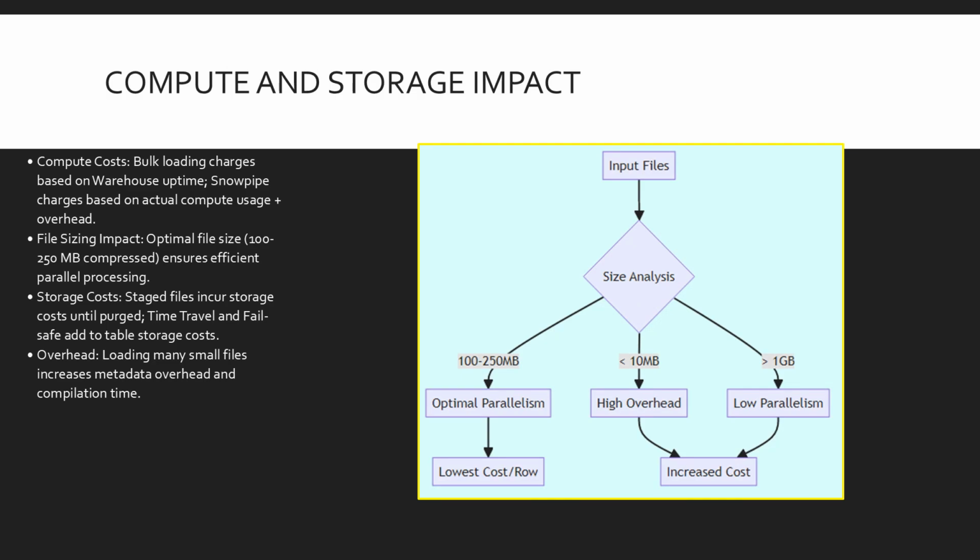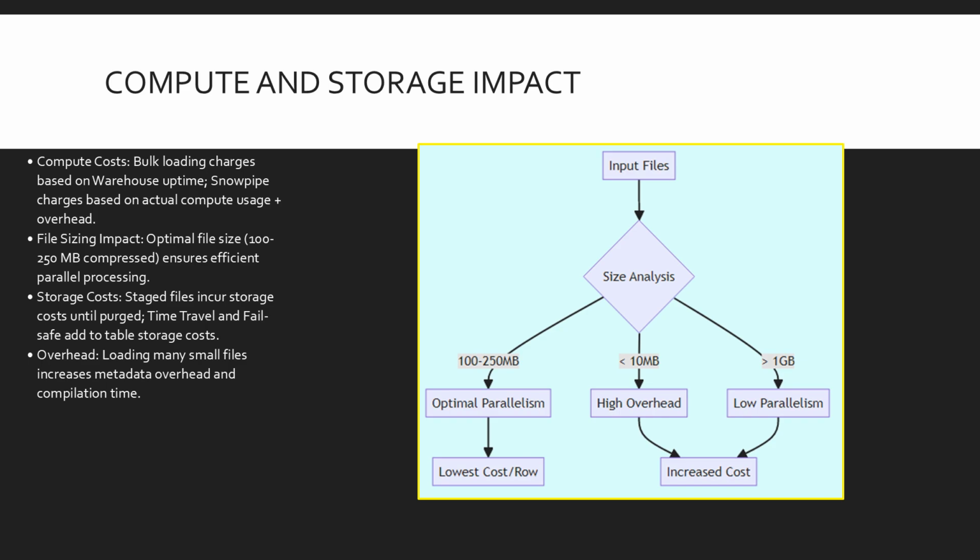Let's define the potential impact on your resources. For bulk loading, you are billed for the time your warehouse runs, so sizing it correctly matters. Snowpipe is billed based on actual compute usage plus a management overhead. A major impact factor is file size. Snowflake recommends files between 100 and 250 megabytes. Too many small files increase overhead and compilation time, while massive files prevent parallel processing. Also, remember that files sitting in stages incur storage costs, so purging them after loading is a best practice.